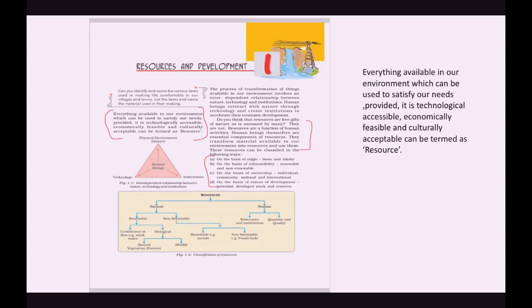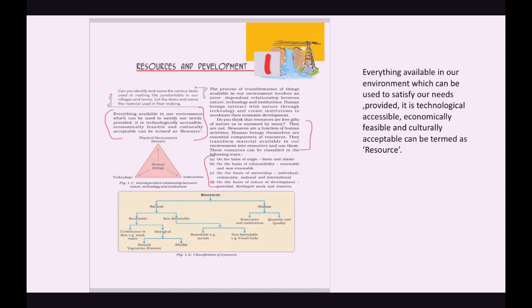So what basically are resources? The definition is given at the start of your chapter: everything available in our environment which can be used to satisfy our need. Means everything that is available to us from our environment and with which we are satisfying our need, and it's technologically accessible, means with the use of technology we can make that natural resource, that raw resource, of our use, and it's economically feasible.